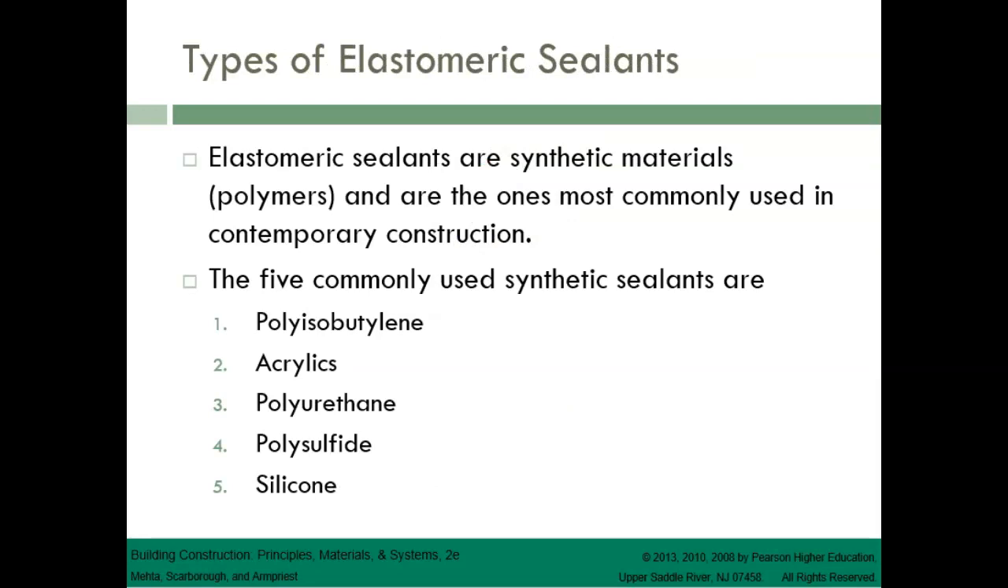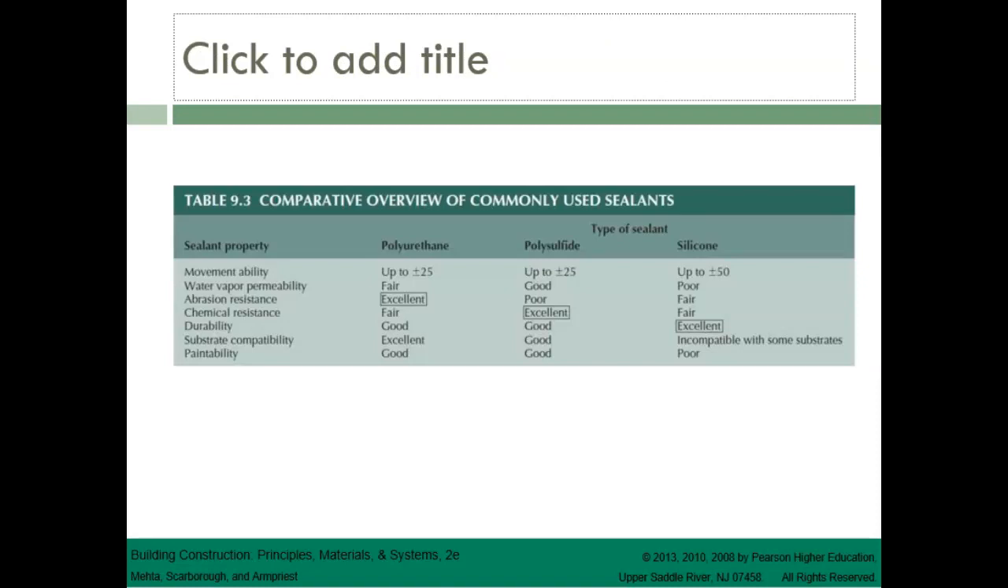Elastomeric sealants are synthetic materials and are the ones most commonly used in contemporary construction. There are 5 commonly used synthetic sealants, and they are polyisobutylene, acrylics, polyurethane, polysulfide, and silicone. Polyisobutylene and acrylic sealants have very low movement ability and are used as caulking materials in joints that do not move or move very little, such as static joints between aluminum window frames.